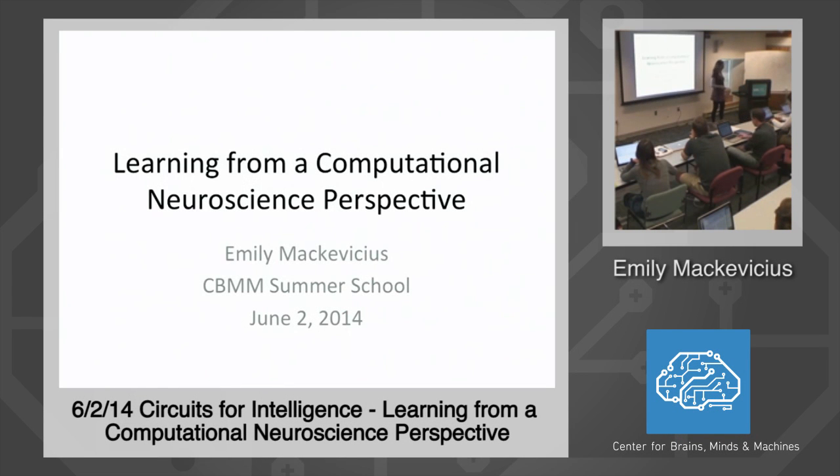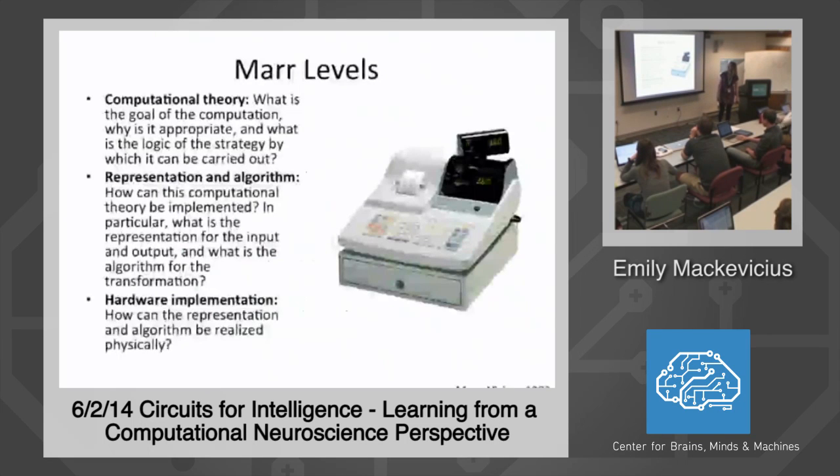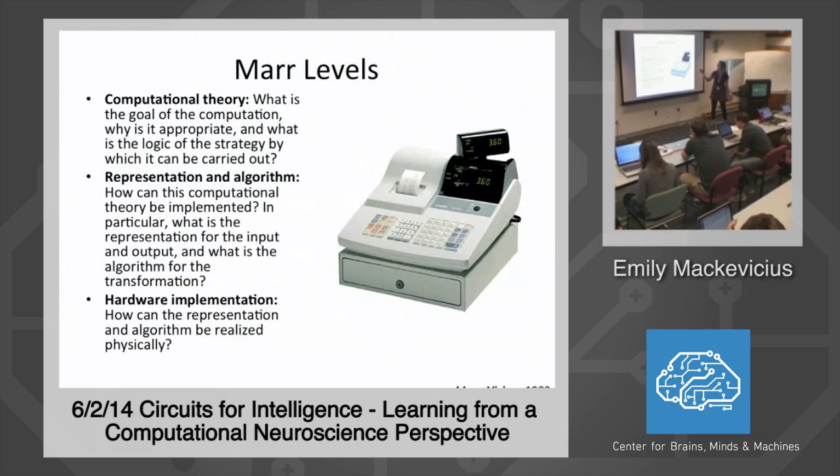Good? Okay, awesome. All right, so I'm talking about learning from a computational neuroscience perspective. Josh briefly went through the Marr levels yesterday, and you guys are familiar with this, there are 3 levels: the computational level, the algorithmic level, and the implementation level. So Marr's original example in his vision paper was a cash register.